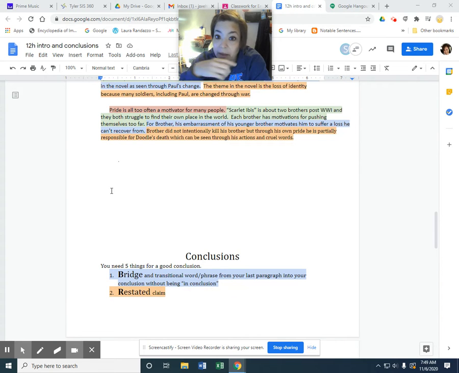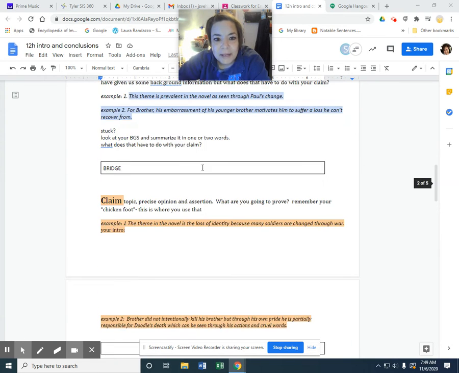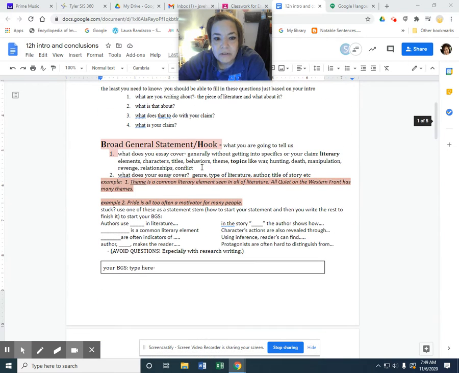in class. Okay, so if you go through all of the steps, what it tells you to do is you go to broad general statement. There are some sentence stems here. A sentence stem is I give you part of the way it's going to start.